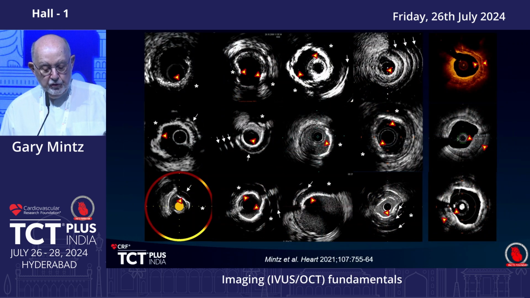This slide shows you 15 different devices, IVUS and OCT, looking at calcium. And they all have the same configuration. By IVUS, it's shadowing with reverberation and hyperechoic or very bright plaque. By OCT, you can measure calcium thickness, and you have clear demarcation of the interior and exterior border of what is calcified.